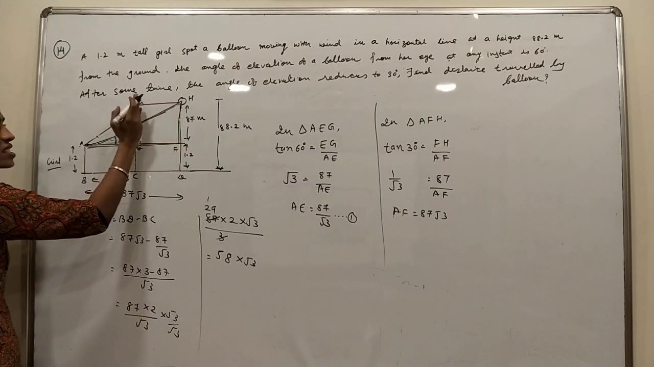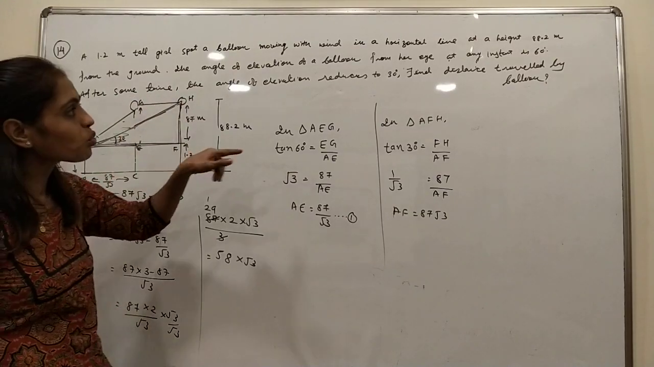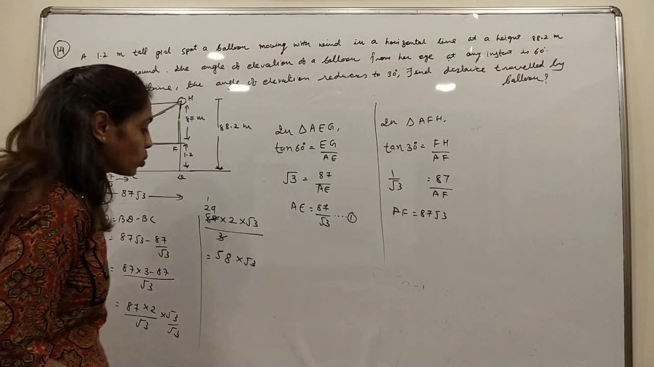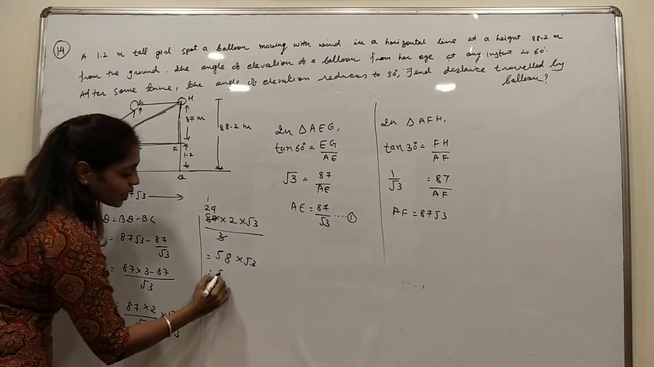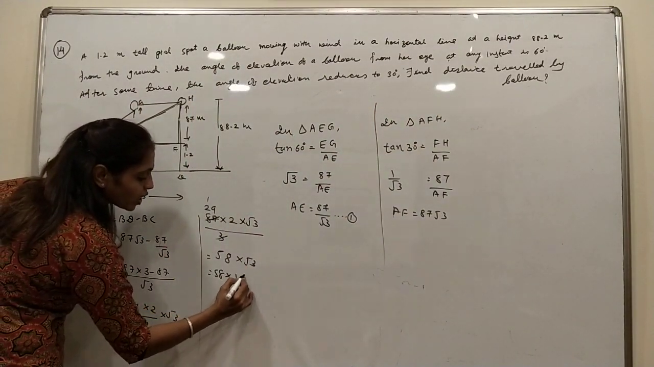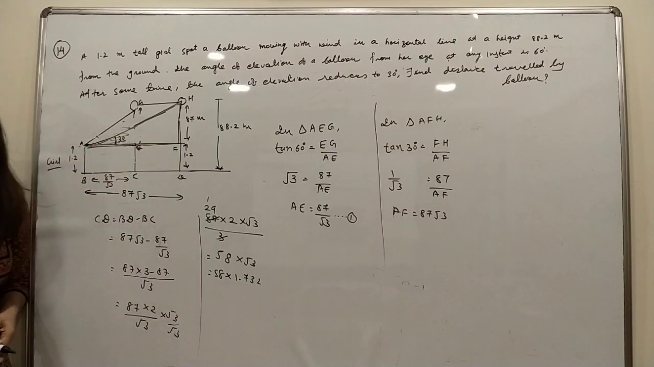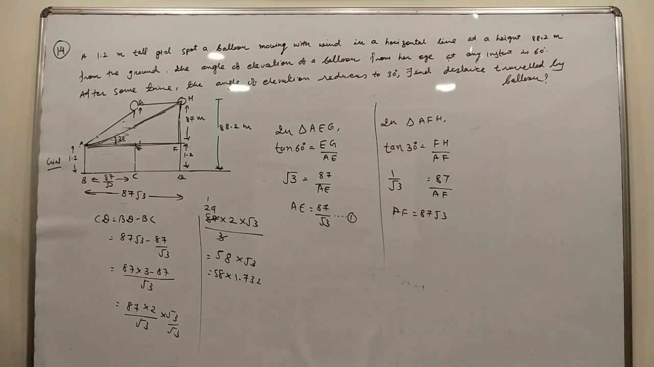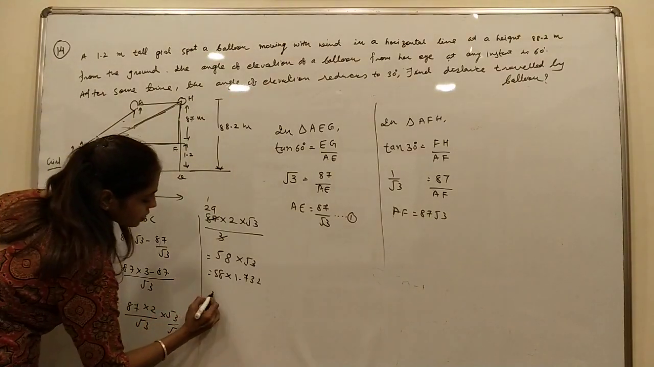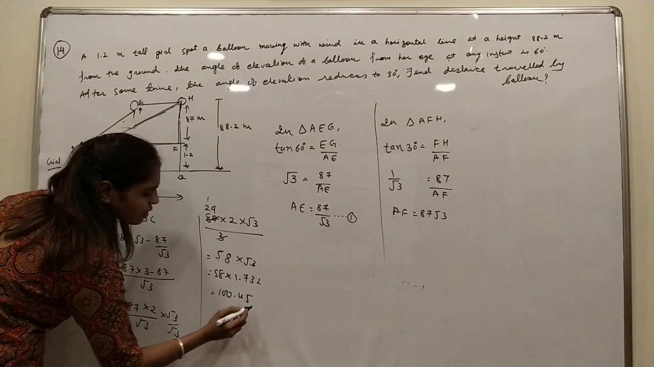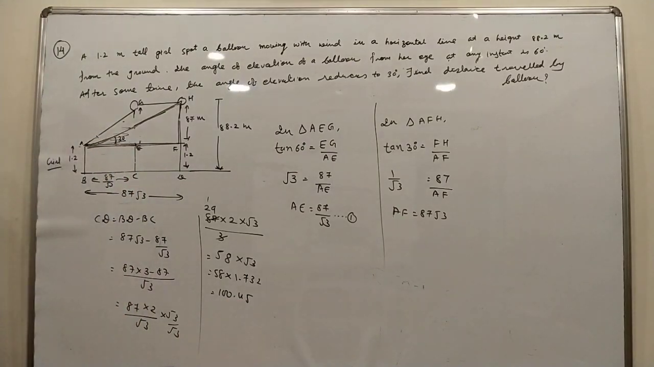GH is the distance travelled by the balloon, that you have to find. That's 58√3. 58 into 1.732 approx. The answer is 100.45. So about 100 meter is the distance travelled by the balloon.